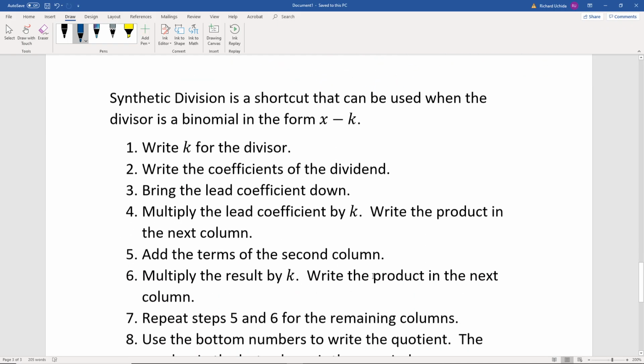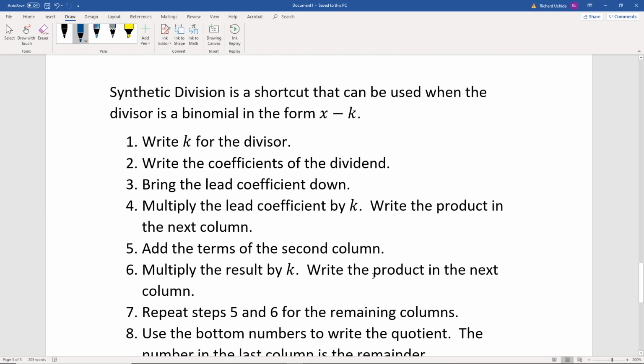Now let's look at another case. If you remember, there was another technique for dividing polynomials which was called synthetic division. Synthetic division is a shortcut that can be used when the divisor is a polynomial in the form x minus a number k. So this is only for when you're dividing by x plus or minus a number.